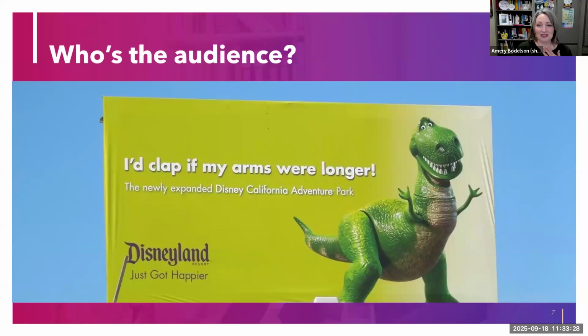This picture, again, you have that brighter color, you have a Disney character. I'd clap if my arms were longer.